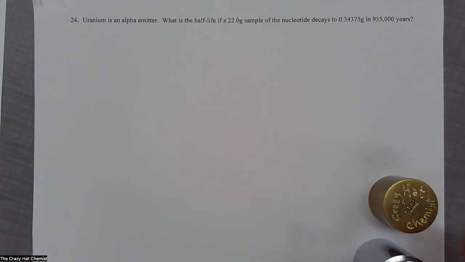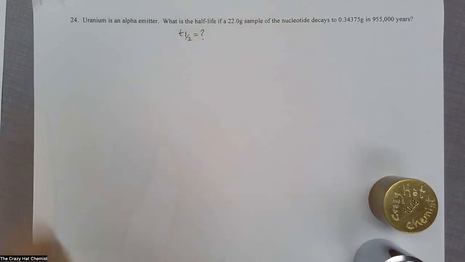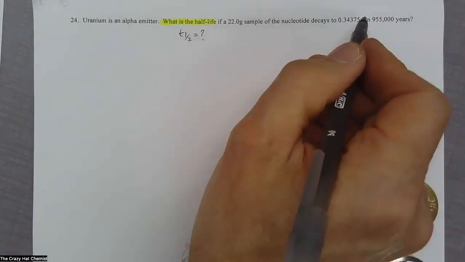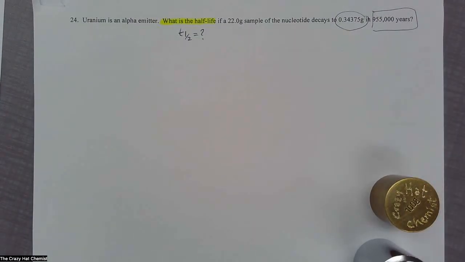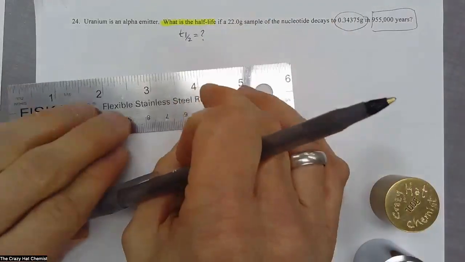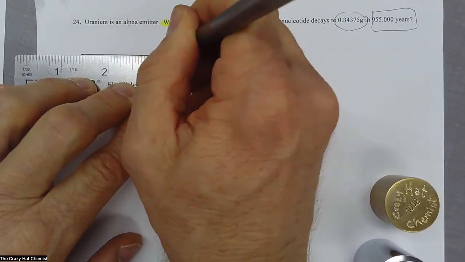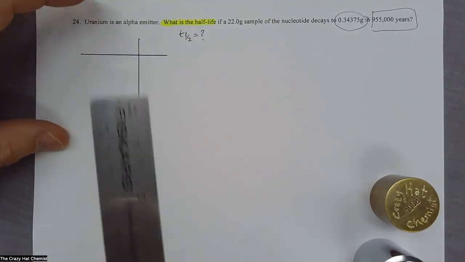Uranium is an alpha emitter. What is the half-life? So I'm solving for T of 1/2. I don't know what that is. If a 22-gram sample of a nucleotide decays to this number in this total amount of time, that's 955,000 years. All right, so let's see if we can do this. So again, what I'm going to do is do 3 different methods on this, and hopefully that will satisfy your needs for every single problem here.